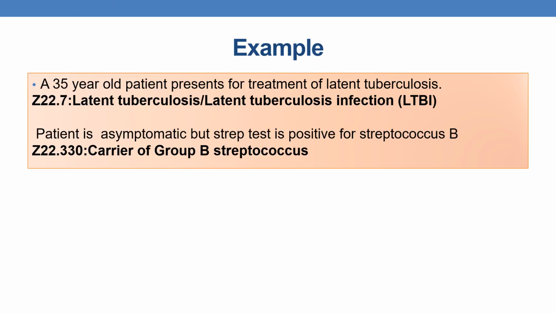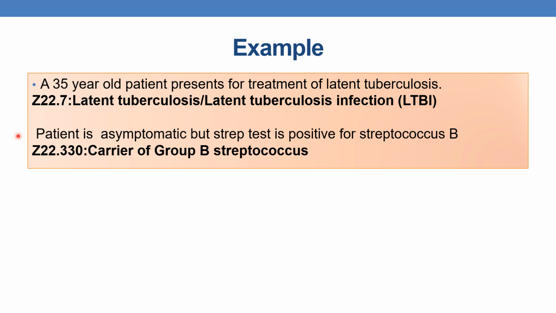Now let us see some examples. A 35-year-old patient presents for treatment of latent tuberculosis. The code for tuberculosis and latent tuberculosis is different. So here the code is Z22.7, latent tuberculosis or latent tuberculosis infection. Let us see one more example.